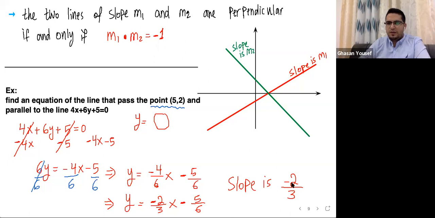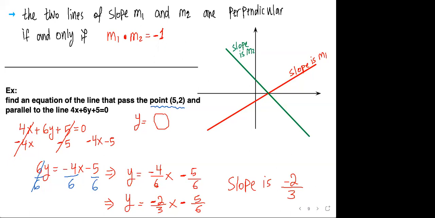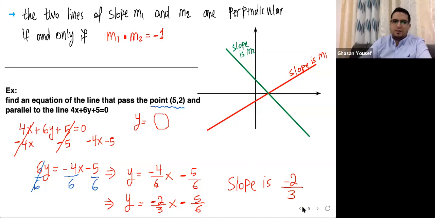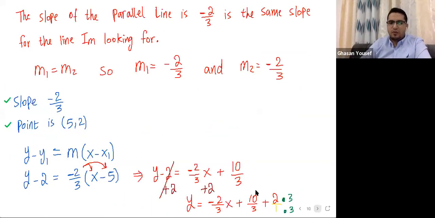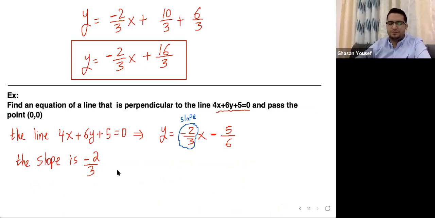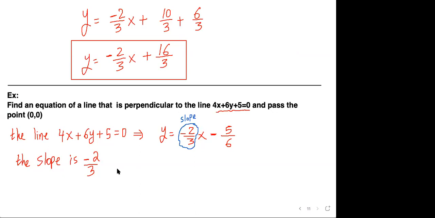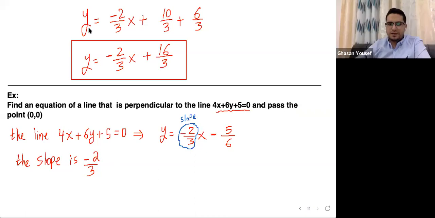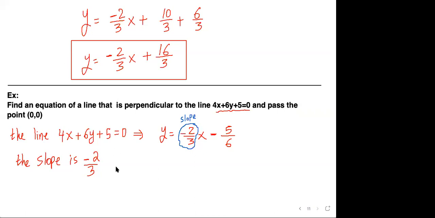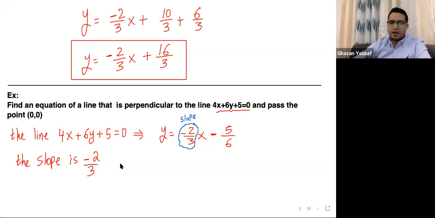Yes, go ahead, Bilal. Will it be 3/2? This is correct, but we have to show how you find it. Can you explain? I just took the negative reciprocal of -2/3. I just flipped it. This is correct, this is actually perfect. But I'm going to explain for the students how we can find the slope of the original line. So here, the slope of the perpendicular line is this one.